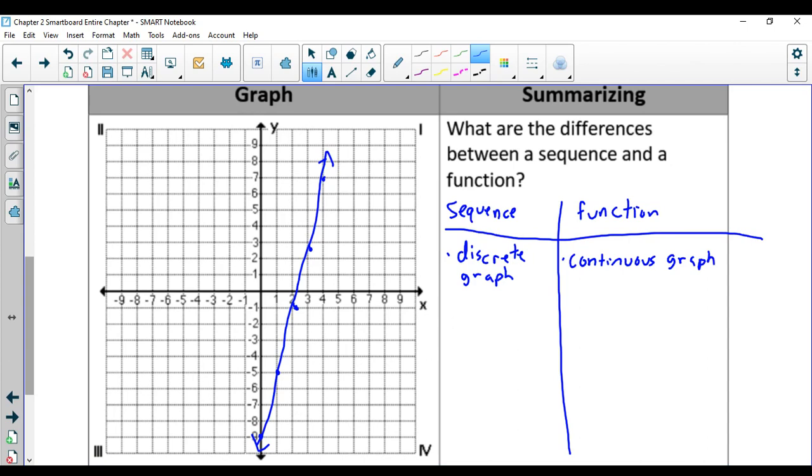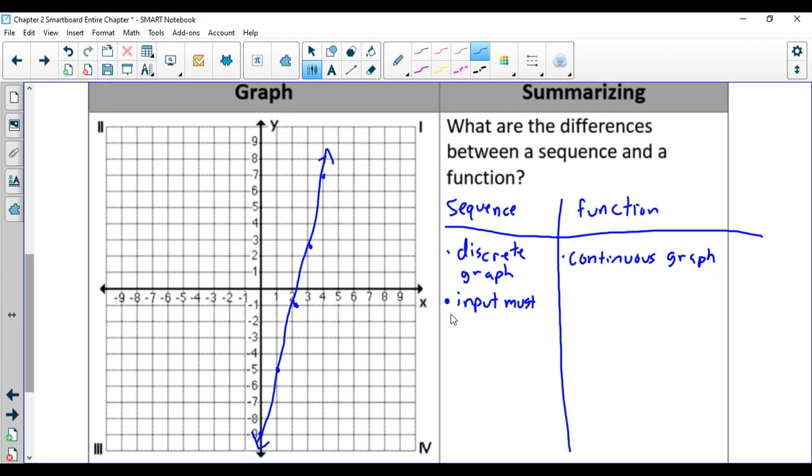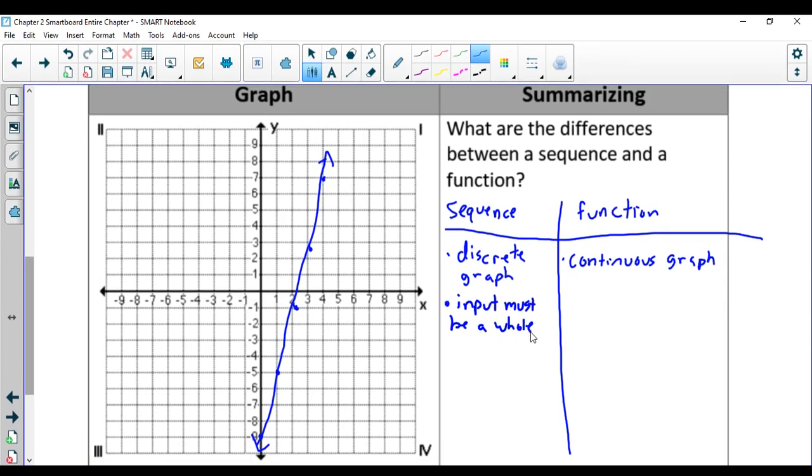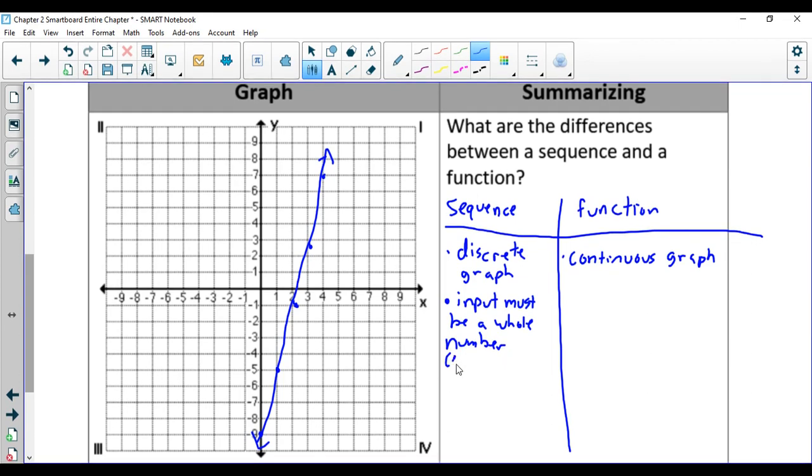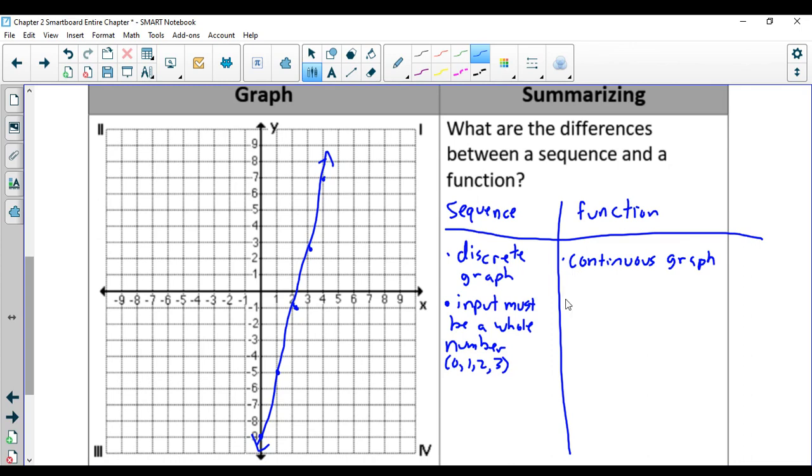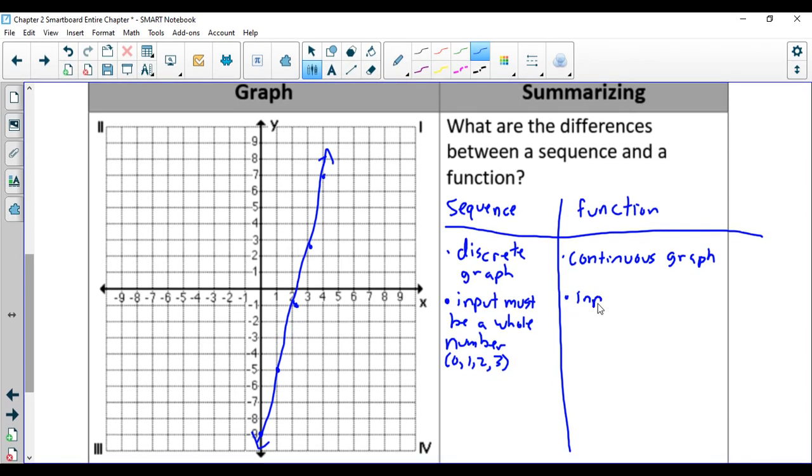The reason these are discrete versus continuous is the sequence is discrete because the input must be a whole number. Remember, whole numbers start with 0 and are not decimals. So they're not negatives and not decimals. So that's why we don't connect them, because you can't have decimal term numbers or decimal inputs. The function's inputs can be all real numbers, so that's why we connect them.